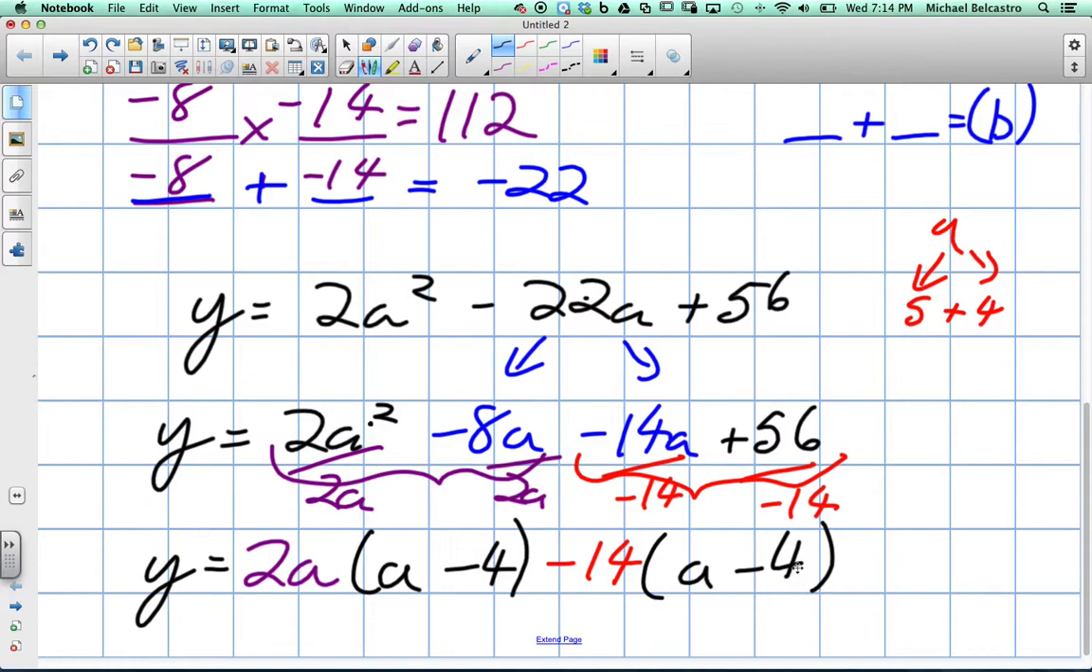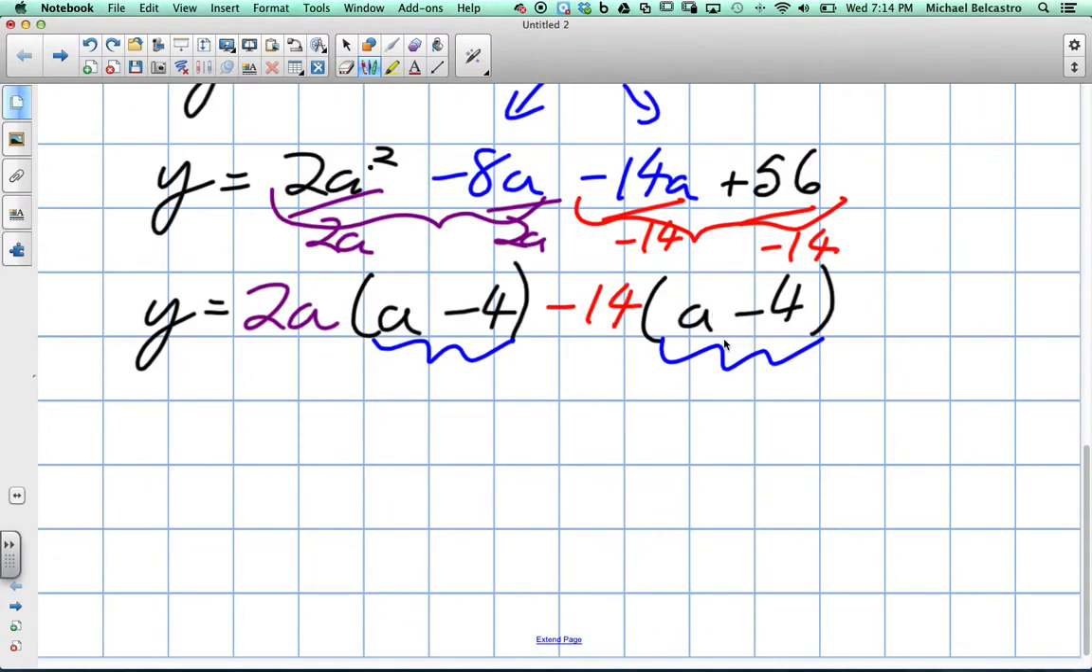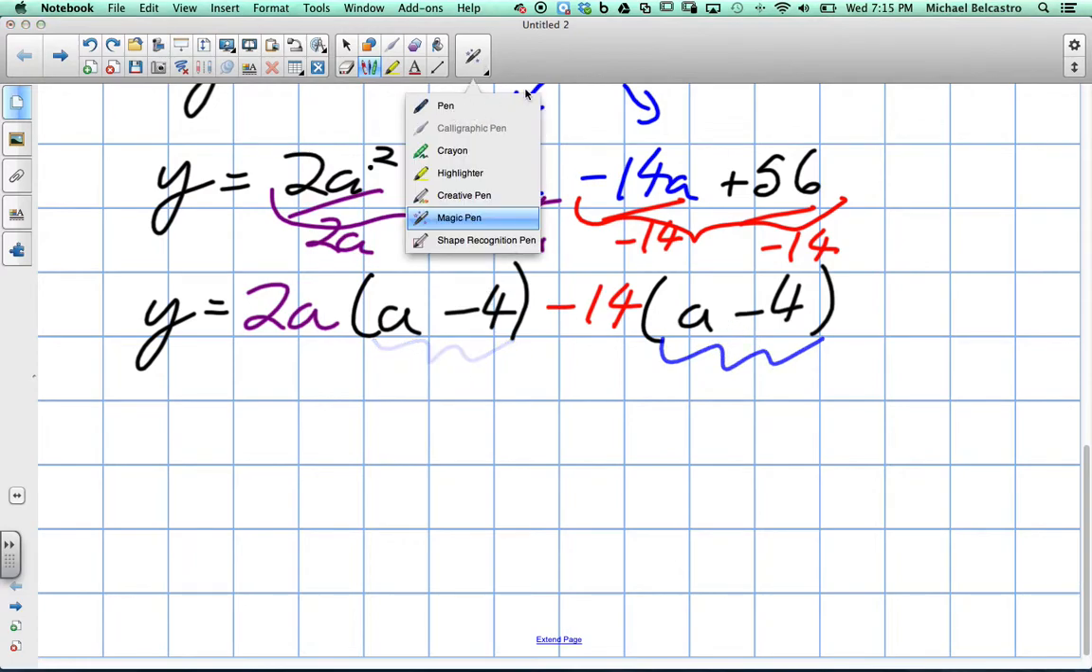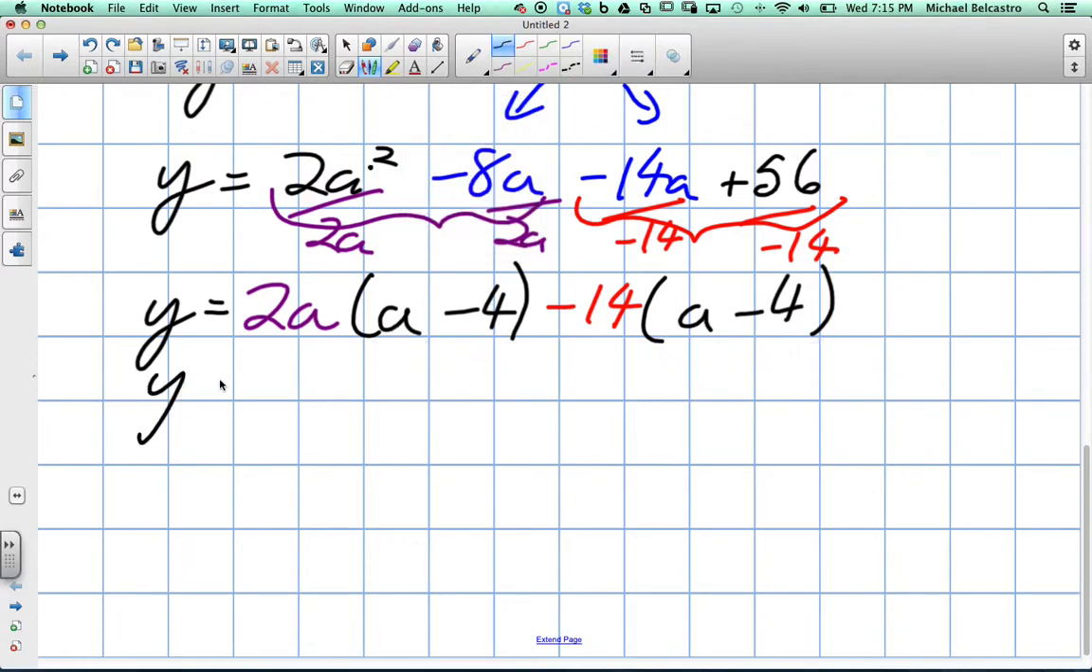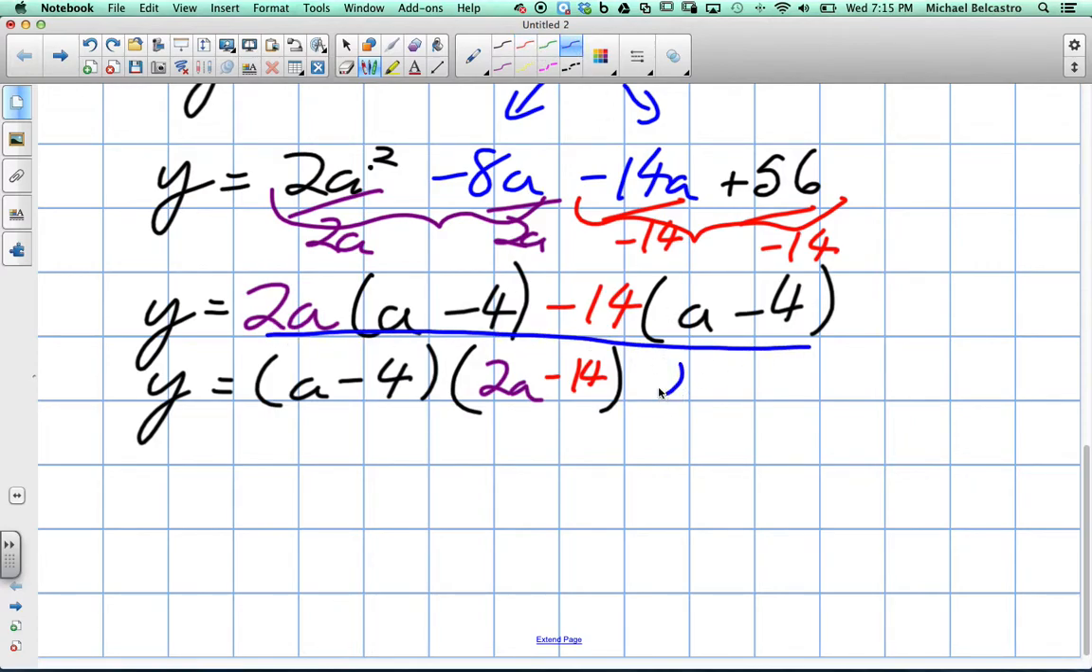And this is actually what you're trying to do. If you notice, these two brackets are the same. Now I can show you a common factoring reason that this works, but essentially the next step is those two brackets can be written as one bracket, and I'll quickly go over it again. A minus 4, those two brackets are the same, so we write them as one. And our other bracket is just what was left over, so that's the 2a in the front and the negative 14 here.